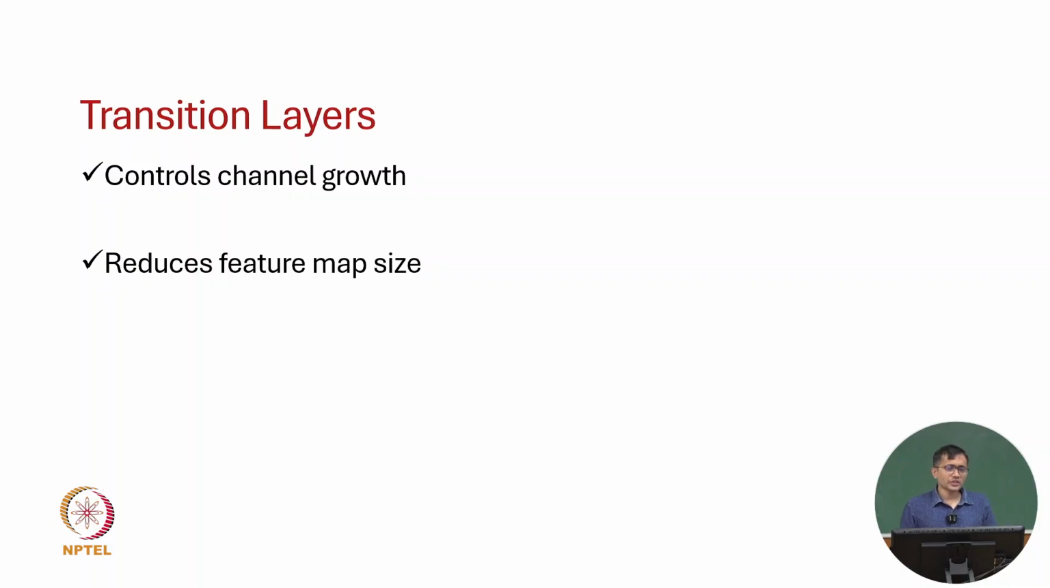There are two functions that it's doing mainly. It's controlling the channel growth, and it's also reducing the feature map size. Think about this. I'm leaving it to you to think about which component in the previous slide that we mentioned is helping in controlling the channel growth, and which component is helping in reducing the feature map size.